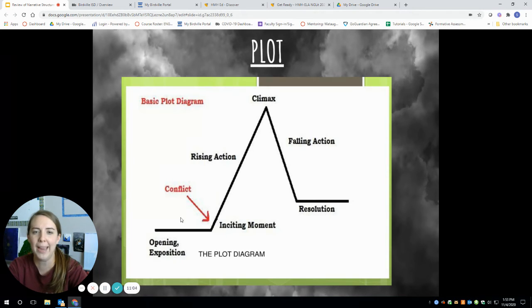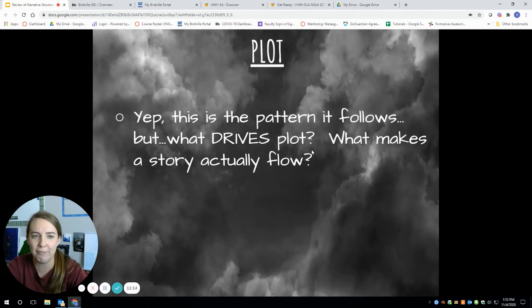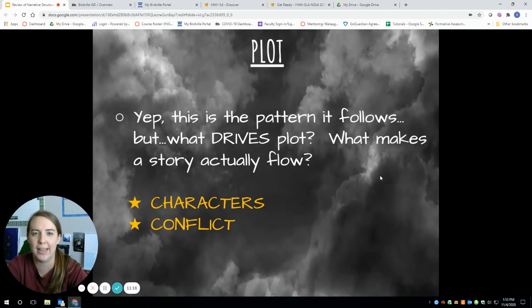Why do we have this sequence of events? Do all people that write books put this in front of them and say, okay, I want to write a story, let me follow this? No, something's actually going to drive the plot. What makes the story actually happen?